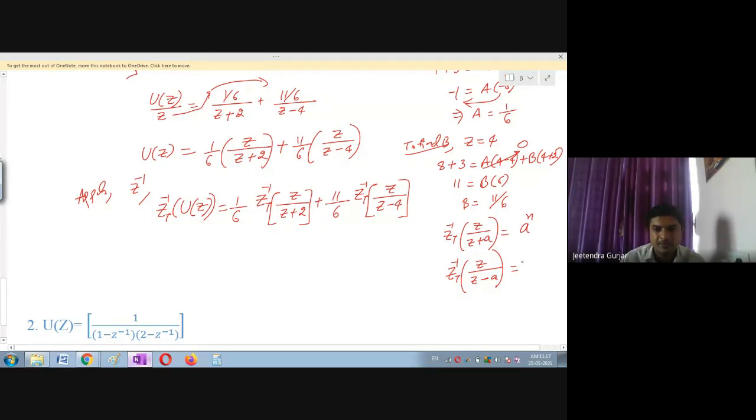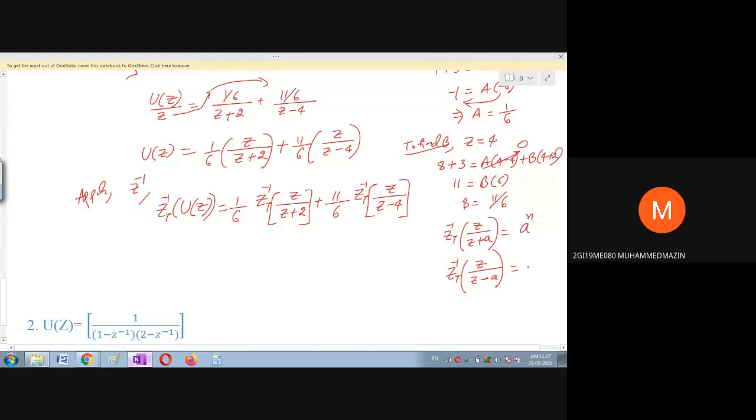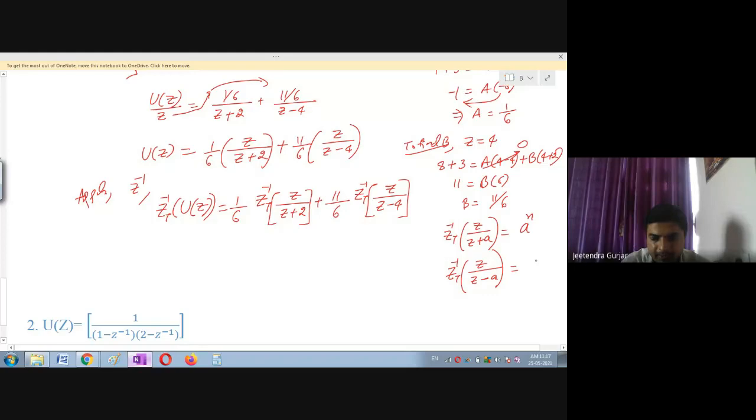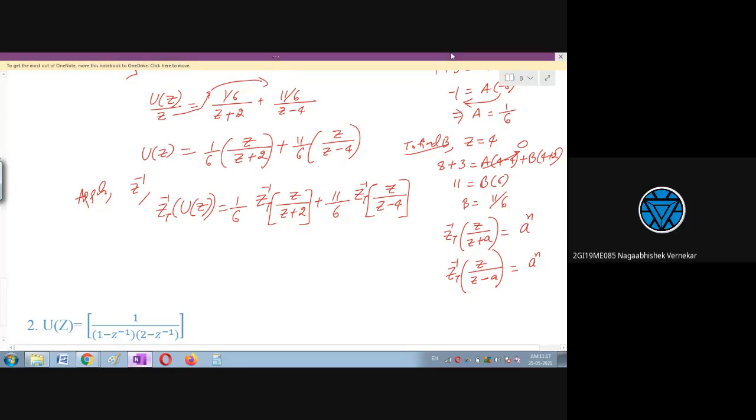Yes, please don't get confused. Plus and minus. Please tell me the second one. Yes, please repeat. A raised to n. But then how will both be the same? Okay. First one is a to the power minus.